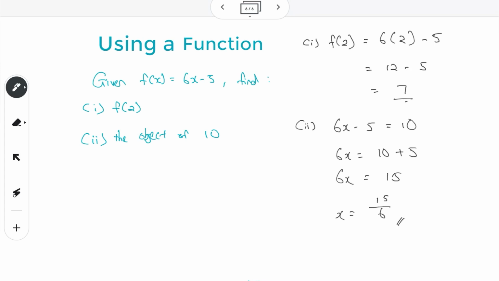So thank you everyone, that is all for functions. It's very simple, and these are all the essential things you need to know. And every question in SPM will just be a mere variation of these basic concepts that we've gone through today.